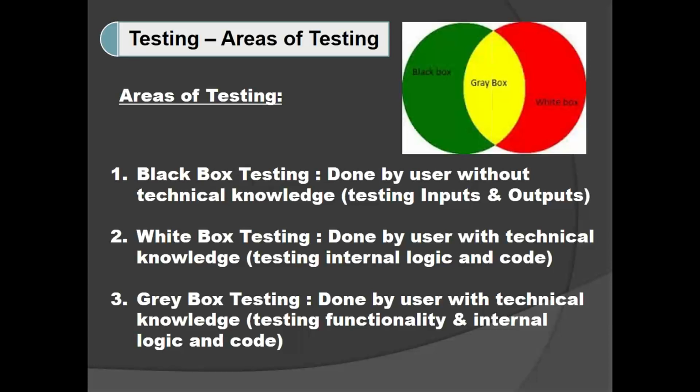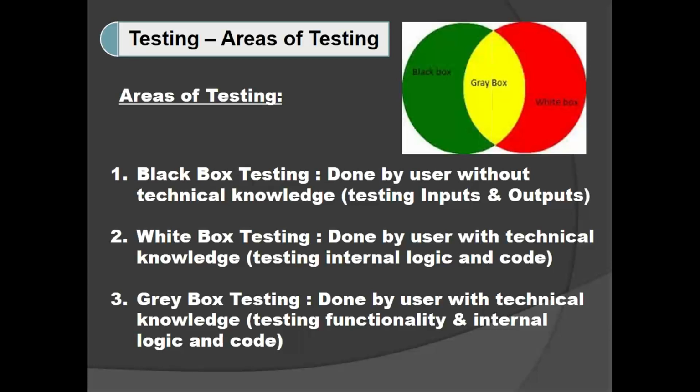Then the next one is white box testing. Under white box testing, we are going to check the internal logic of the system. That means the tester is going to check whether the code given by the developer is correct or not. He will open the source code and check. It is also known as structural testing, mirror testing, open box testing. Here the tester should have some testing knowledge and some programming or coding knowledge.